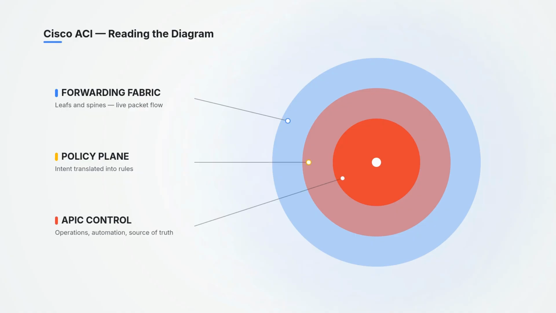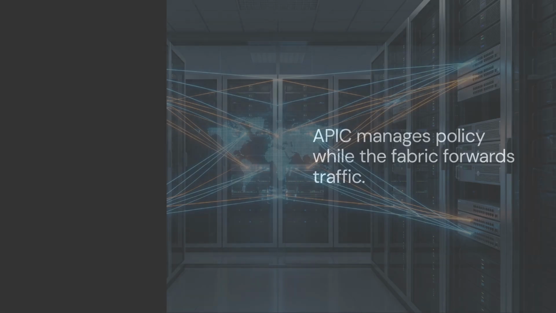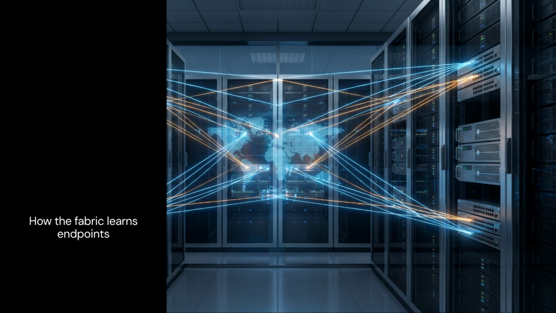When you see the leaves and spine, read them as live forwarding traffic. That split between management brain and forwarding fabric is fundamental. If you get that right, the rest of ACI becomes much easier to reason about. If APIC isn't forwarding traffic, but the fabric still knows where a packet should go, how does it learn that?